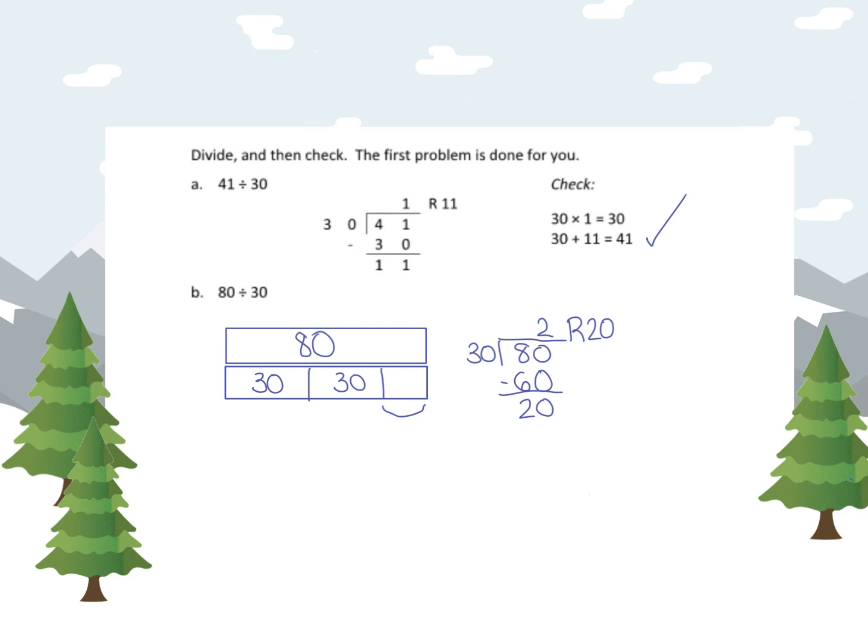So we begin by writing 30 times 2 equals 60. And then we say 60 plus what's left over, there's the remainder, equals 80. So our answer checks out. So we know that the answer is 80 divided by 30 is 2 with a remainder of 20.